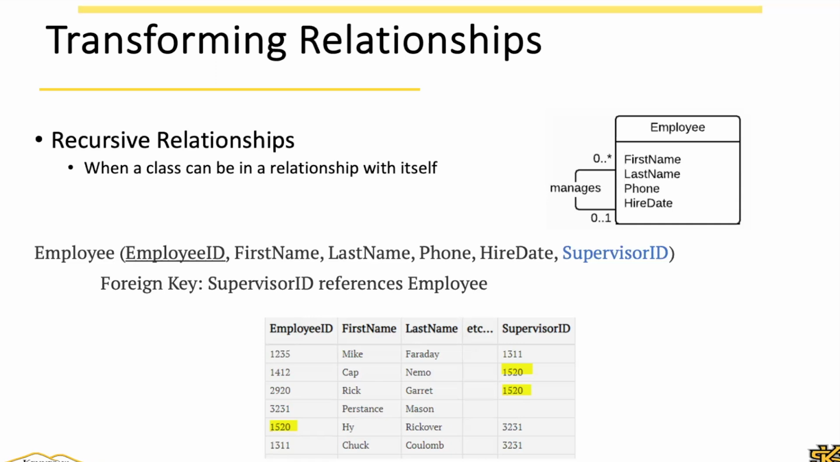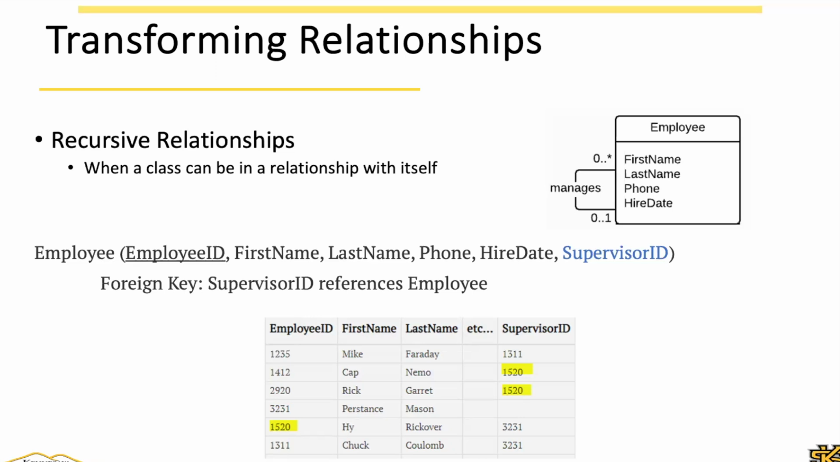Here's how you can transform this kind of relationship into the relational schema. The first one, the employee table. Start by defining the employee table with employee ID as the primary key. Then add other attributes like first name, last name, phone number, and hire date. The second one, handling the recursive relationship.